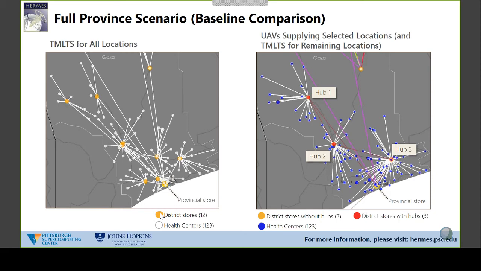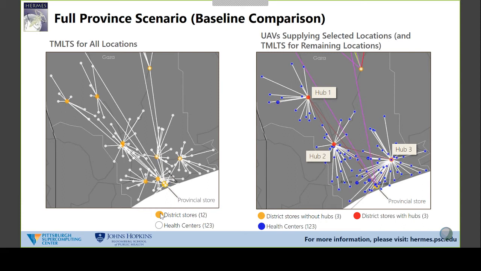On the right-hand side is a potential implementation of the drone system. We quickly realized that it wouldn't make sense to put the drones in the northern part of the province because the population is very sparse and spread out, so you would need a lot of these hubs, and they wouldn't be able to serve many clinics at all. And the hubs, I should mention, have a very large upfront infrastructure cost that we could talk about more when we get into the results.